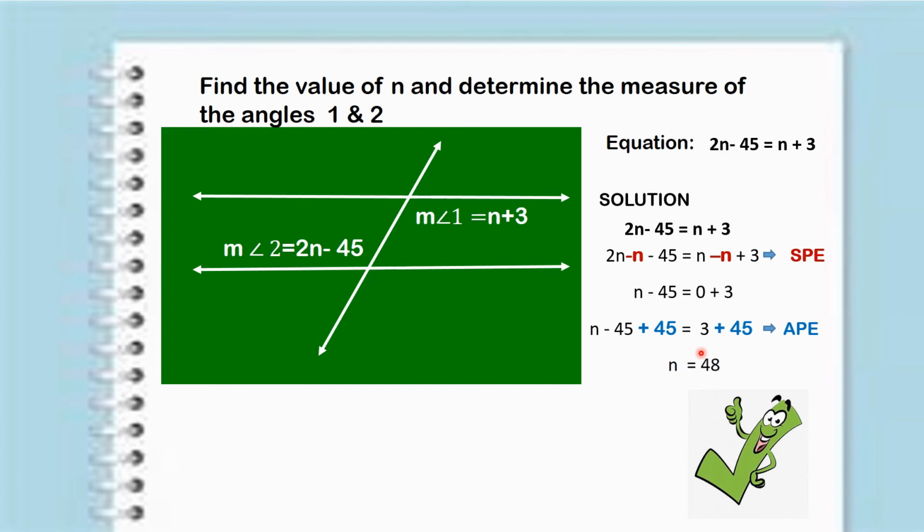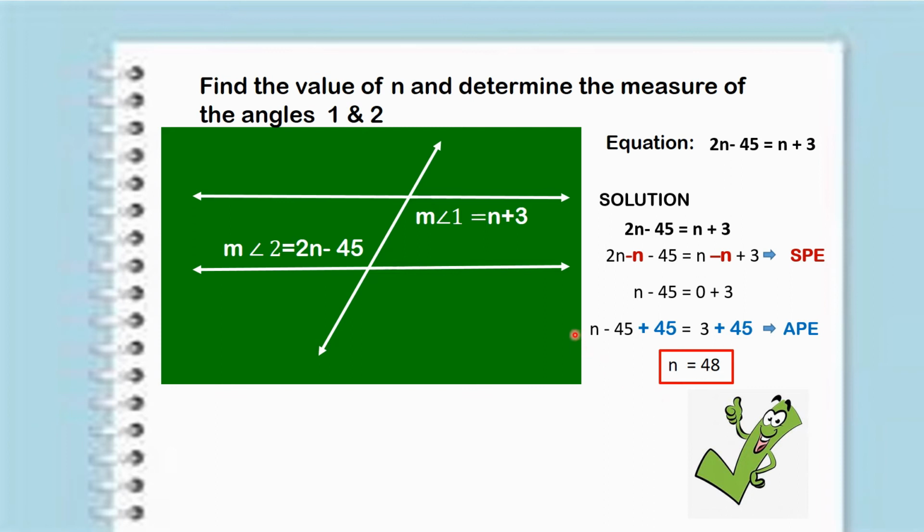And simplify. So we have the remaining n on this side, since we have 0, n minus 0 is n. And 3 plus 45, the answer is 48. So therefore the value of n is 48.